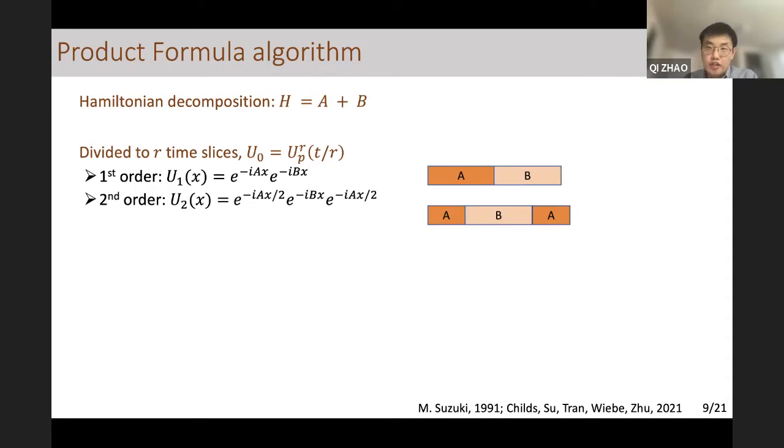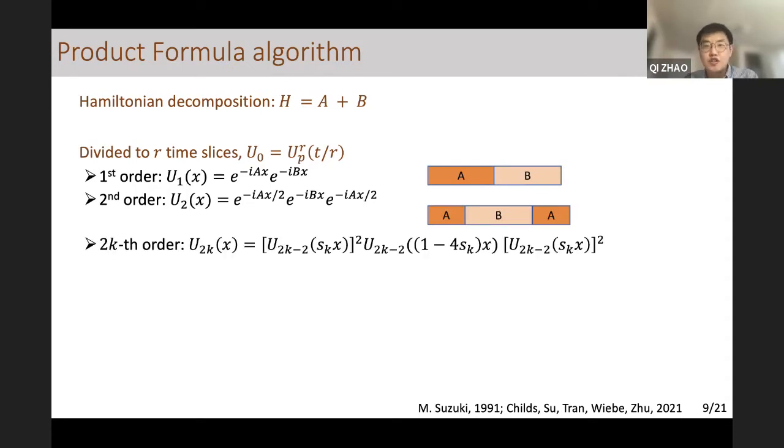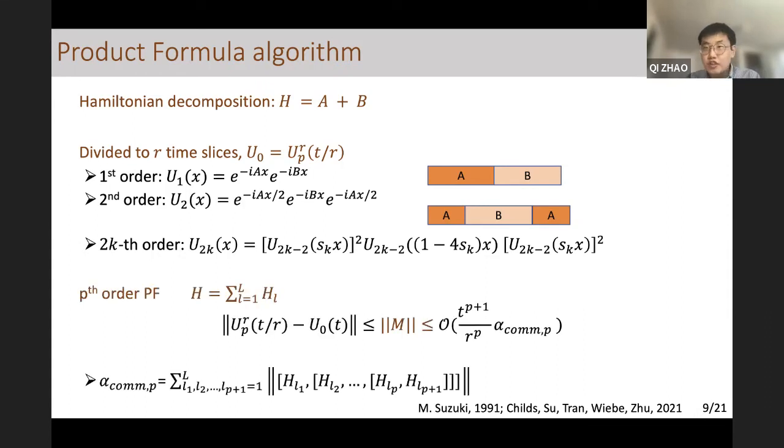And the high order product formula method can also be defined recursively. In the series of Childs et al.'s error papers, the authors showed that for the general p-th order product formula method, the spectral norm error, as the worst case error, is upper bounded by t to the power of p plus 1 over r to the power of p times an operator parameter, alpha_comm. This one is the summation of the spectral norms of the nested commutators. This is the result for the worst case error analysis.